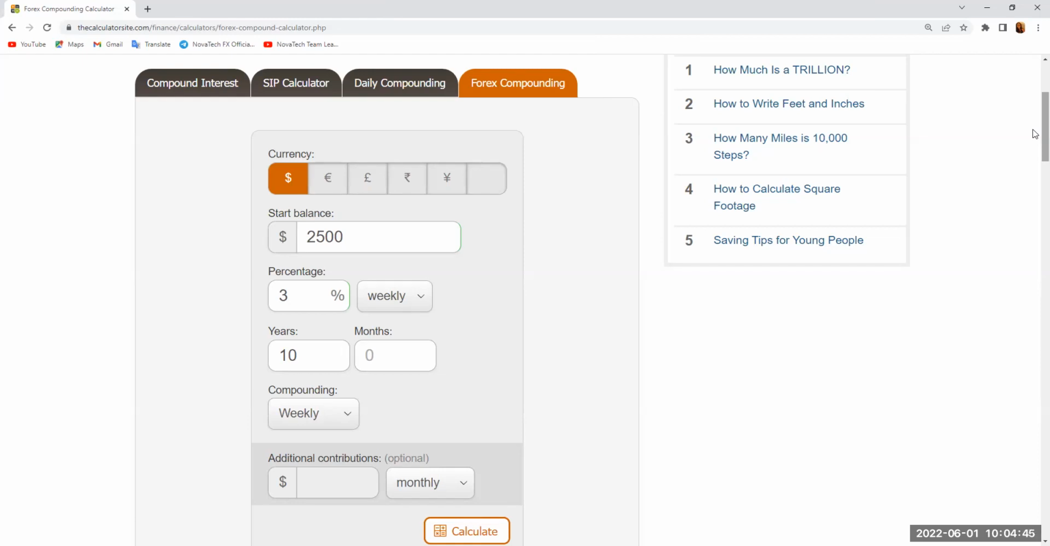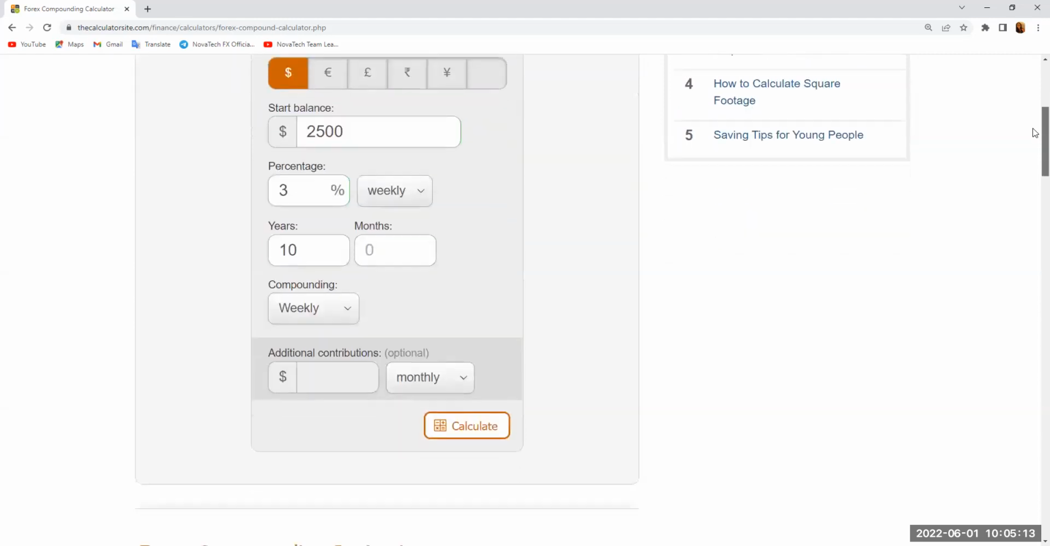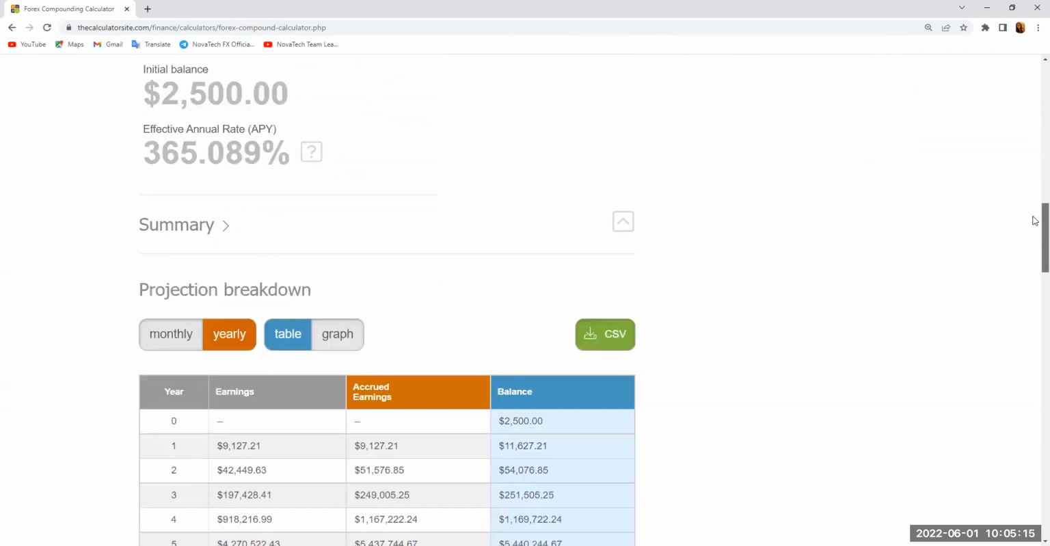This is our birthday month, and we are so excited and so elated to be here and to be a part of Novatech. I'm going to forecast out 10 years, and we compound weekly. In other words, we are able to reinvest our return on investment every single week. Fantastic. Let me show you what that looks like.